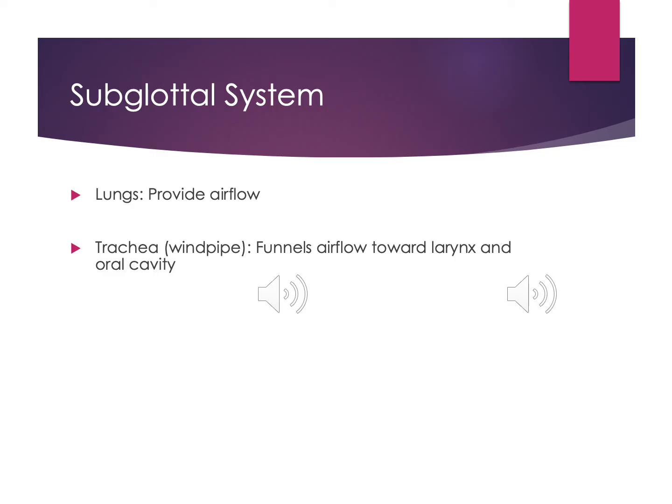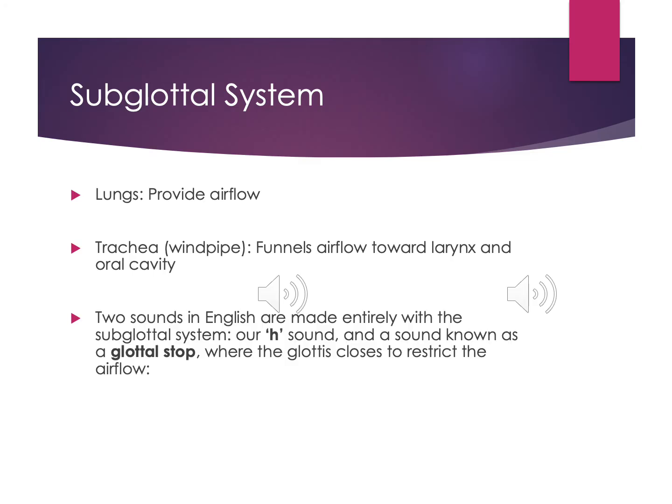And the trachea or windpipe helps us funnel the airflow through our larynx, through our oral cavity in order to make sounds. And this is something that's very important because it helps us push that air through it faster and allows us to make the kinds of sounds that we need to make. And in English, which are the sounds that we'll focus on in these lectures and in this class, these are the sounds you'll need to be familiar with, you'll need to understand. We have two sounds that are made entirely in this subglottal system. So our first one, our H sound, is one of them that is made entirely in our subglottal system. It's just sort of forcing that air through without really doing much else within our vocal tract, and it gives us that H sound.